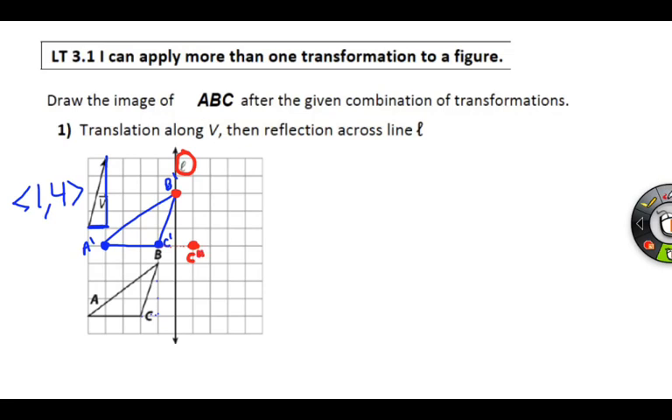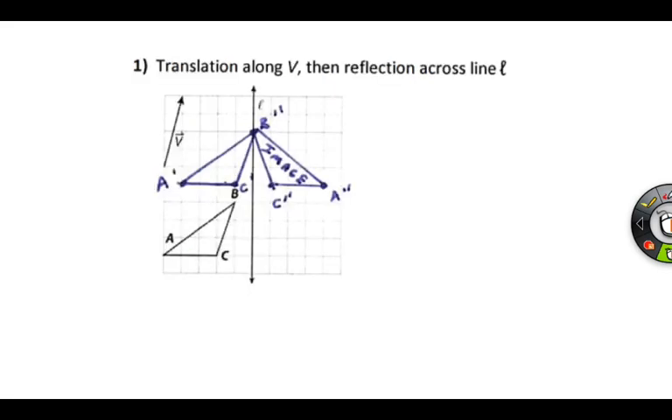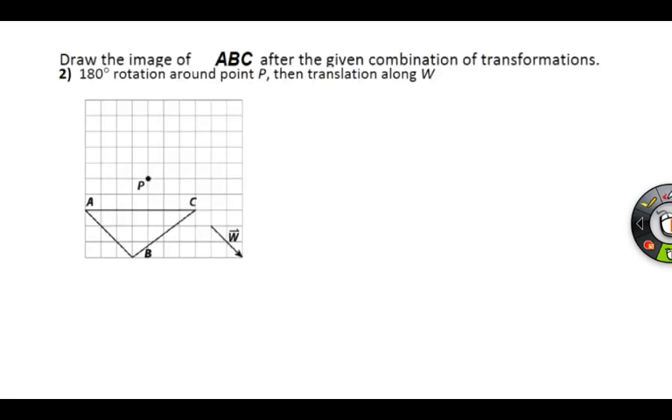You'll notice that A prime is 1, 2, 3, 4 units away, so we go 1, 2, 3, 4 units away from the line of reflection. So this is going to be A double prime. And this point here is both B prime and B double prime. Then we connect those, and the red one would be the final result, the image after those two transformations. Okay, and then there's another picture of it.